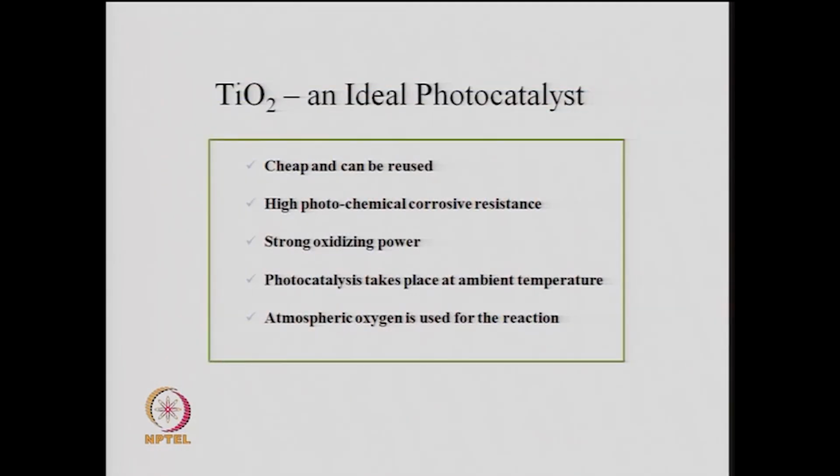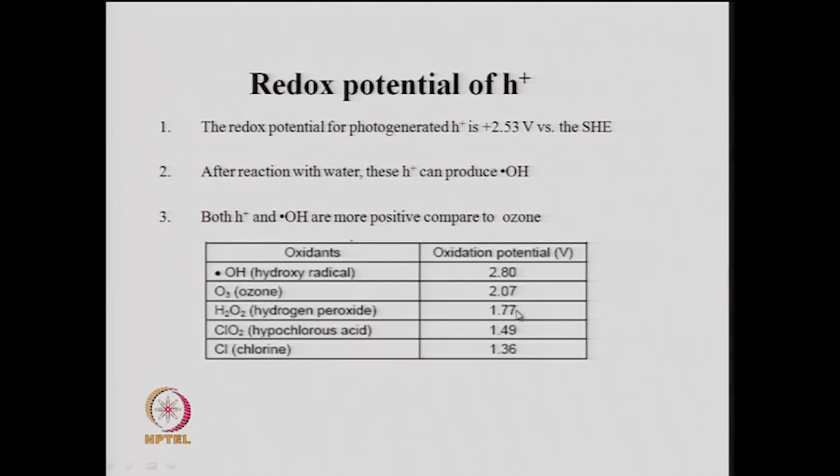So, TiO2 is an ideal photocatalyst, and that is why 36% of the research of the world, as shown in the pie chart, is done on TiO2. It is cheap, it has high photochemical corrosiveness, strong oxidizing power, and photocatalysis takes place at ambient temperature, and atmospheric oxygen is used for the reaction.